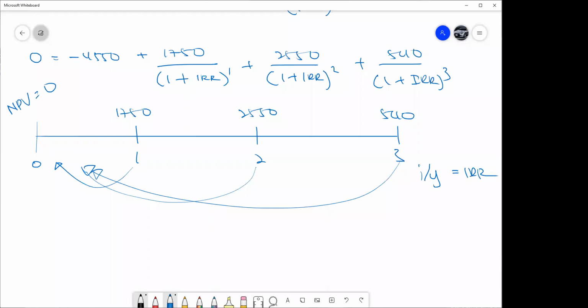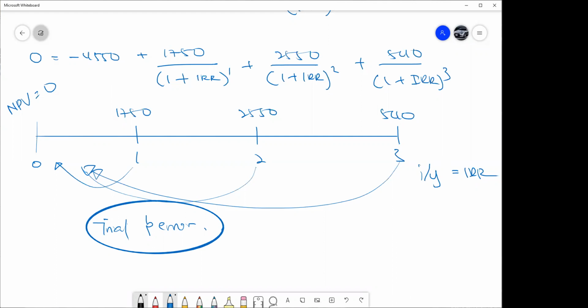Okay? So when you see this kind of situation, you know you need to use the trial and error method. Those without a financial calculator will have a hard time finding IRR. You need to fill in the blank one by one until the total of all this equals 0. So you use trial and error. But for those with a financial calculator, life becomes easier.